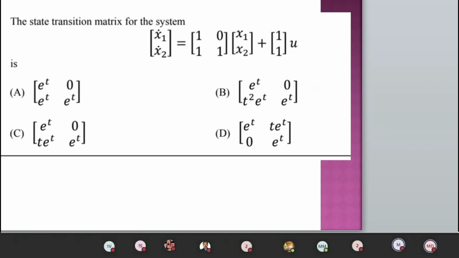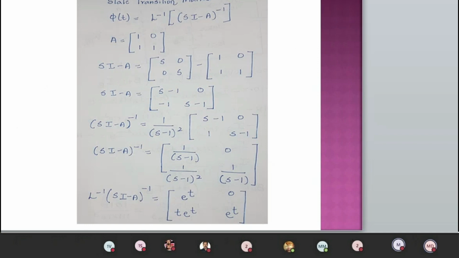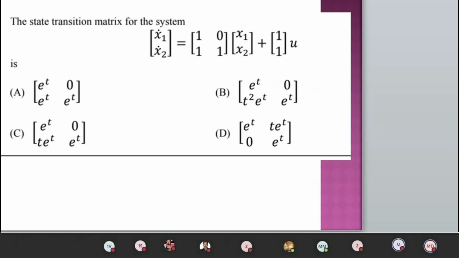Now, the state transition matrix for the system is given by 1 0 1 1 1 1 u. Okay, they are given A and B. You are given four choices. What is the expression for the state transition matrix? Phi of t is the Laplace inverse of SI minus A inverse. Kindly understand, the state transition matrix is in the time domain. Okay, so you have to first find out the frequency domain. From the frequency domain, you're supposed to convert to the time domain.